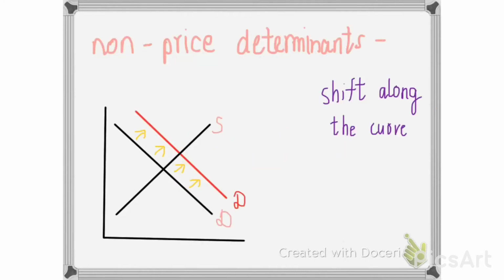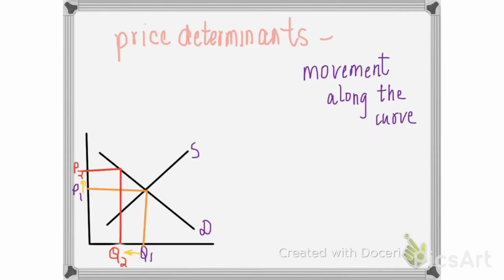This is how a shift of the curve looks. So here there is an increase in demand, that's why the demand curve has shifted to the right. So this is how a shift of the curve looks like. And this is what a price determinant movement along the curve looks like.